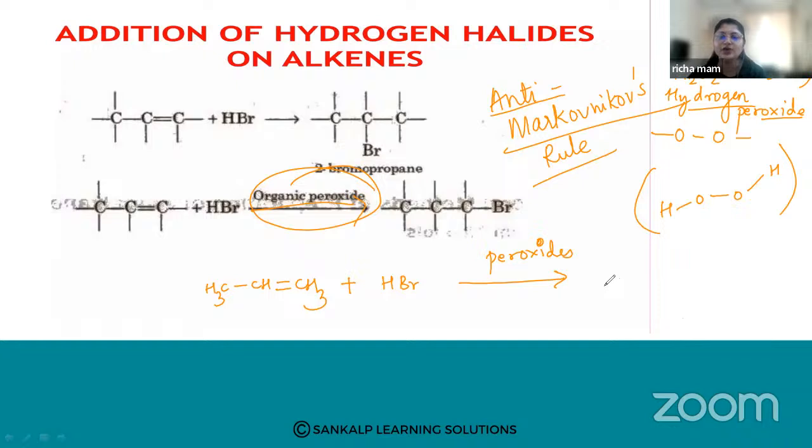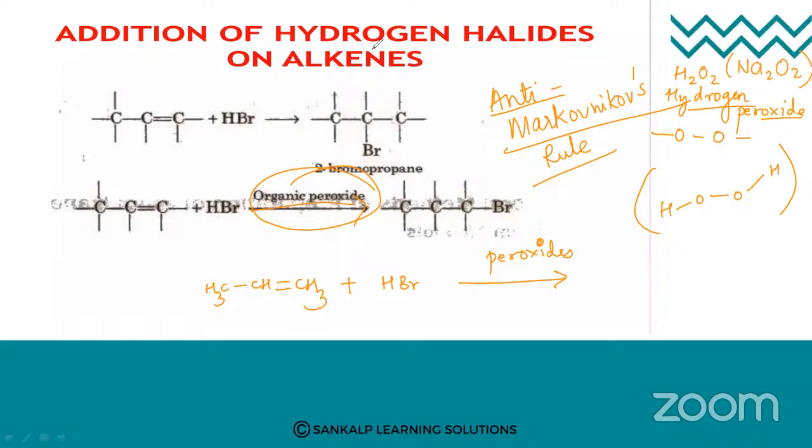So which will be the major product here? What will be the product obtained? Yes, students, what will be the product? It will be reverse. Anti means reverse, the opposite of the Markovnikov rule.